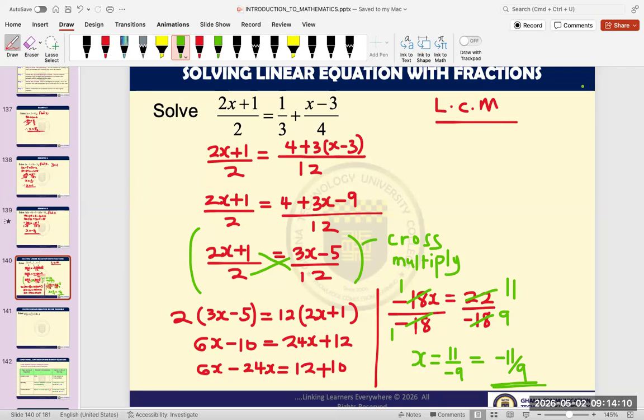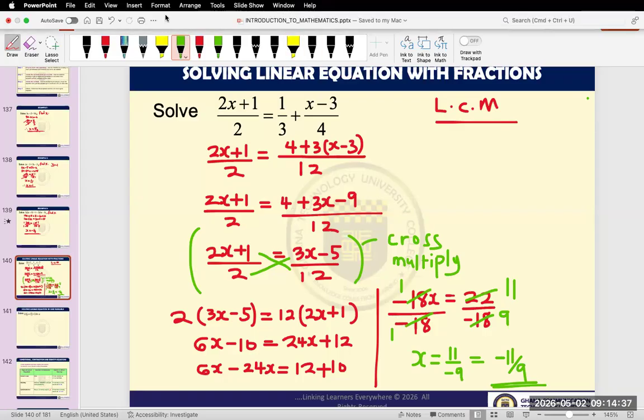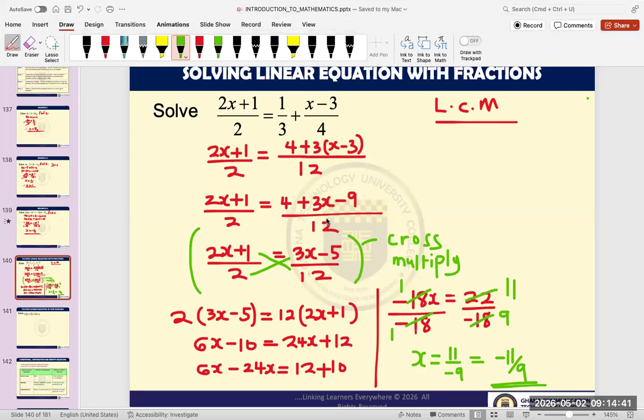Sir, please, can you also do it like after finding the LCM for both sides, which is 12, then you multiply it by both sides? Yes, you can also do it that way. Okay. Any other question? Okay, very good. That was a good question.